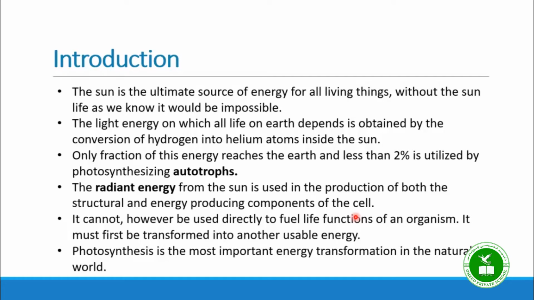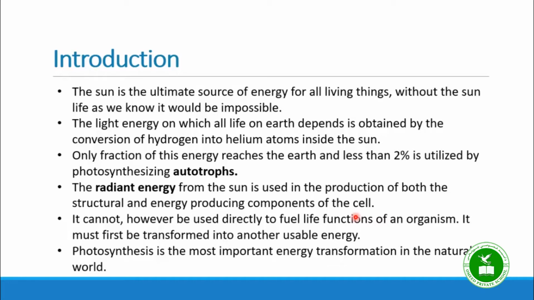So we know that the sun is the ultimate source of energy for all living things. This energy that comes from the sun is obtained by the conversion of hydrogen atoms into helium atoms inside the sun. Only a small fraction of this energy reaches the earth, and of this energy only 2% is utilized by photosynthesizing autotrophs like plants, bacteria, or some protists.